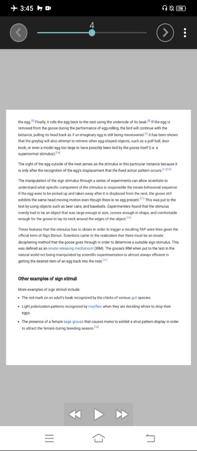Next, it extends its neck over the egg. Finally, it rolls the egg back to the nest using the underside of its beak. If the egg is removed from the goose during the performance of egg rolling, the bird will continue with the behavior, pulling its head back as if an imaginary egg is still being maneuvered.